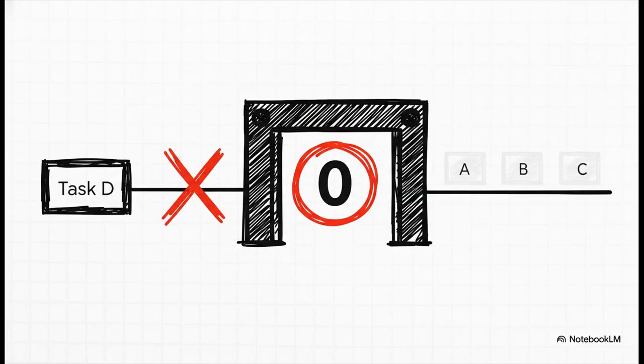So what happens now? What if task D rolls up? It tries to take the semaphore, but this time the count is 0. The semaphore basically says, nope, sorry, we're full. So task D can't go anywhere. It gets blocked. It's just sitting there waiting patiently for a spot to open up.